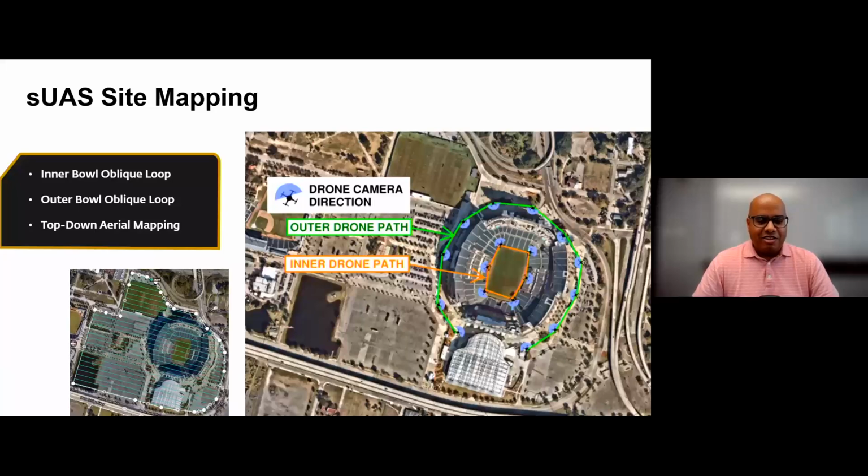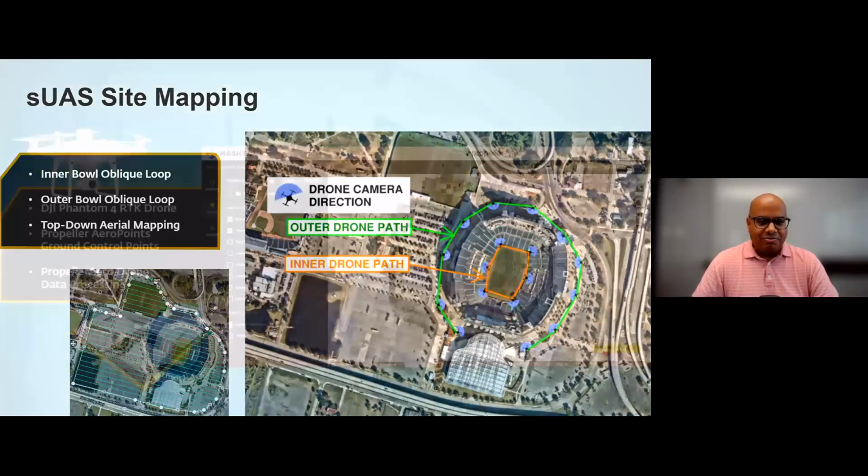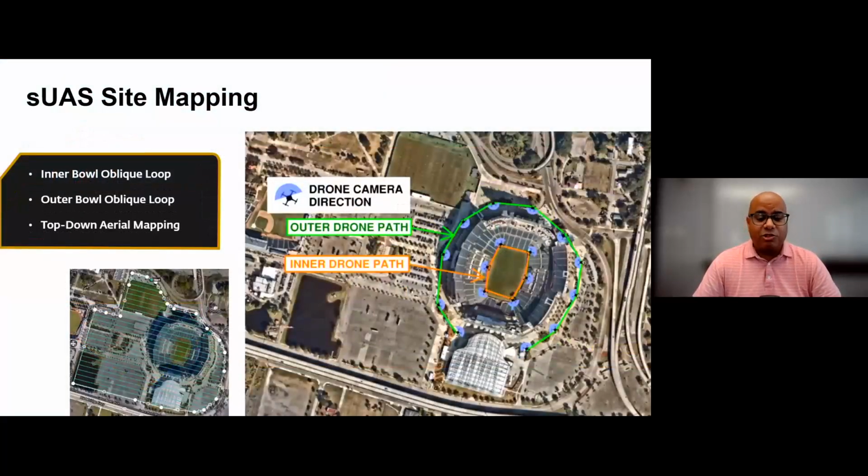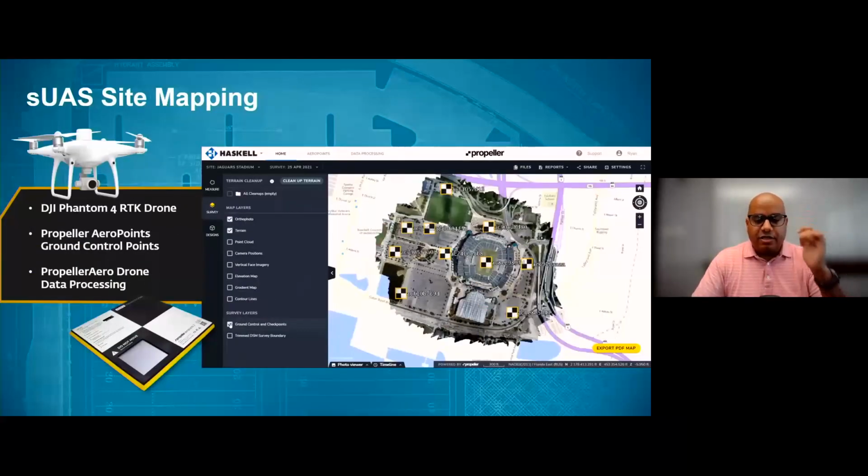And what we used is a Phantom 4 RTK was the main unit that we used, and that was done top-down view, just flying around the job site and capturing all that data so that we can get site information, right? We also did some of the inner bowl loops and exterior bowl loops too, so that we can capture the facade and the interior of that facility.